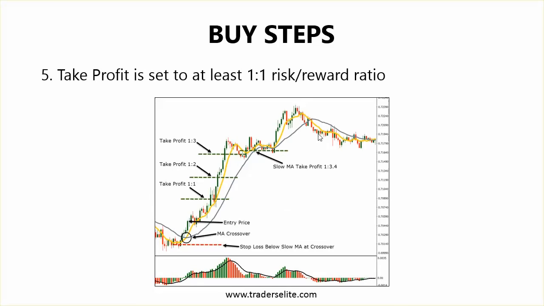And the take profit is set to at least 1 to 1. So over here you see 1 to 1, 1 to 2, 1 to 3, and of course the 1 to 3.4 on the trail. In this case, you would have been able to extract probably 1 to 4.5, somewhere around there. So a good trade. And you see these happen all the time.